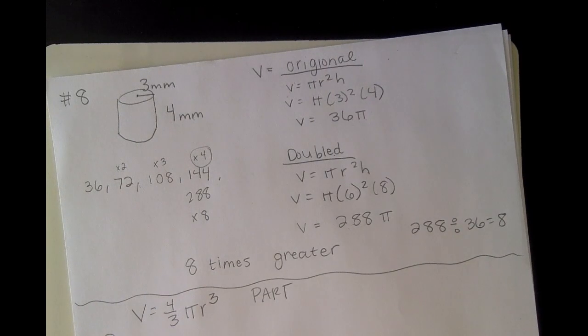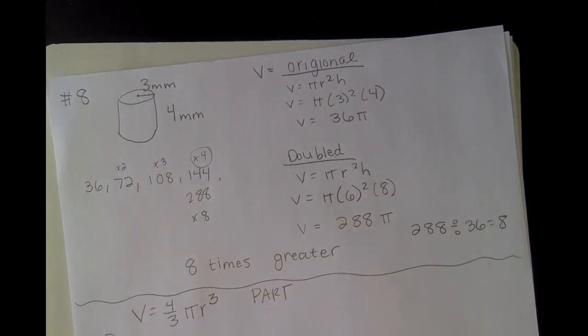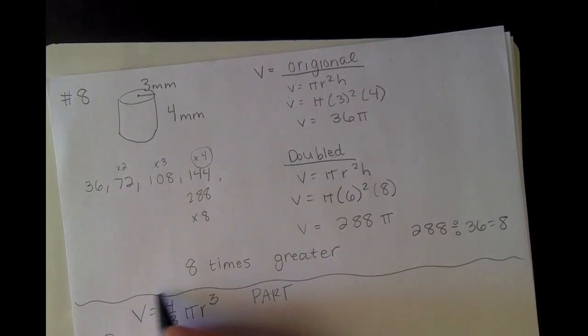And as long as you know that formula, you should be good to go. So number 3, it gives you the volume and it wants you to find the radius. So the radius of the sphere with the given volume. So I know that this is my volume.